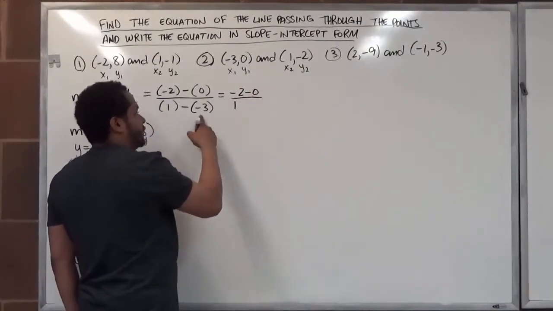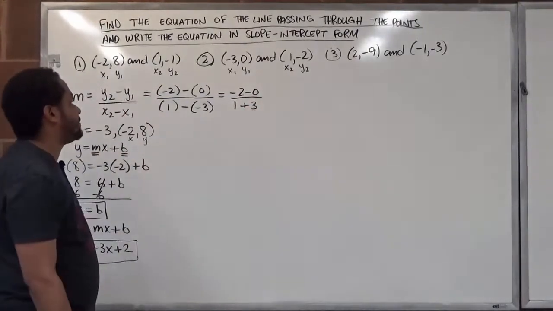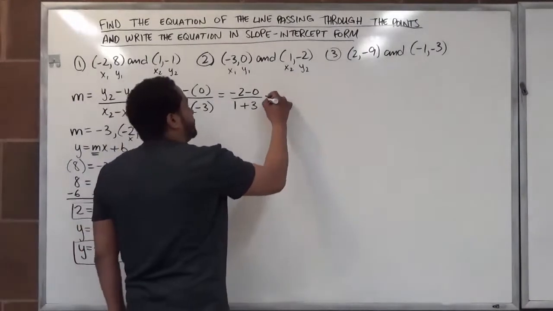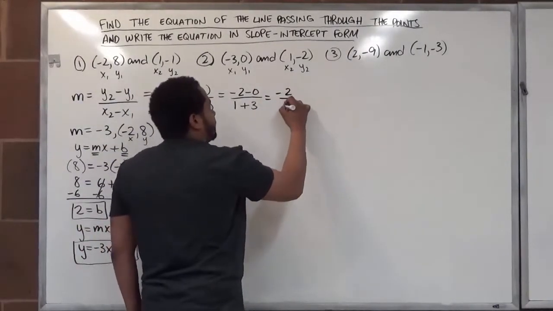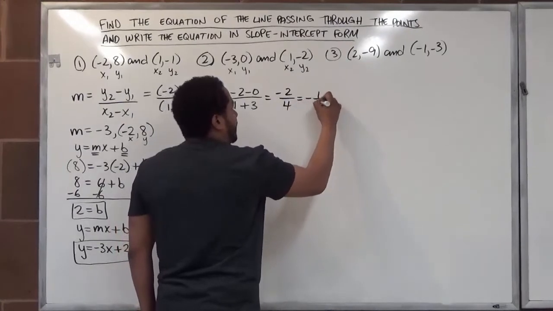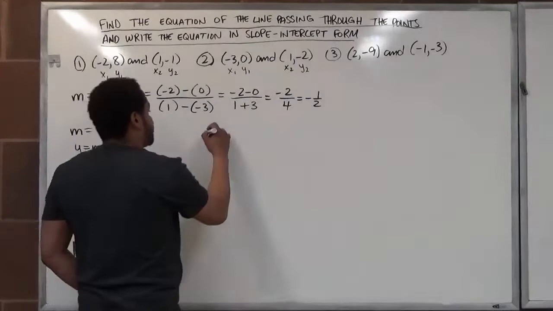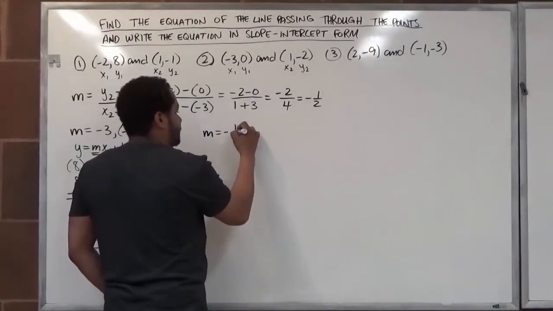A negative again gives us a +3. And now we're going to simplify. The top gives us -2. The bottom gives us a 4. And -2 over 4 is negative 1/2 when simplified. So there we have our second slope. And we have the slope being m equals negative 1/2.